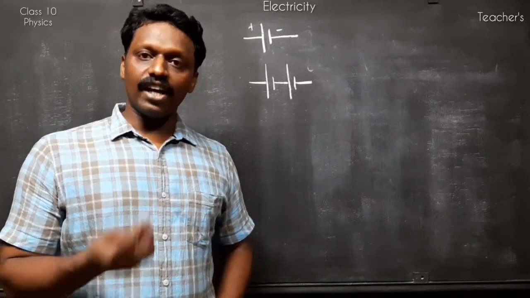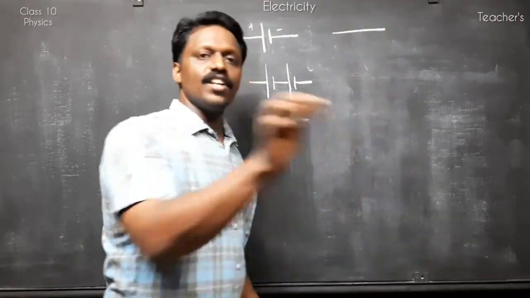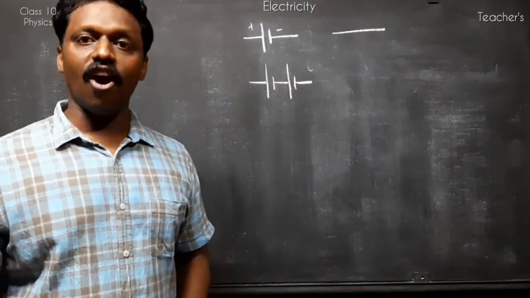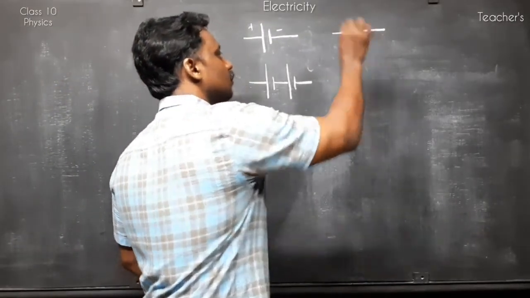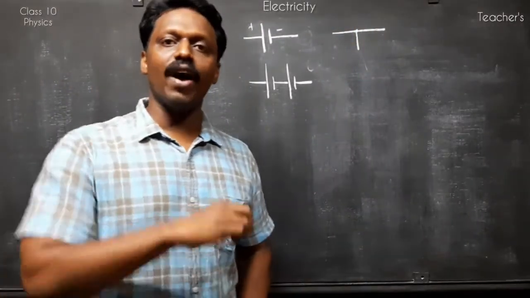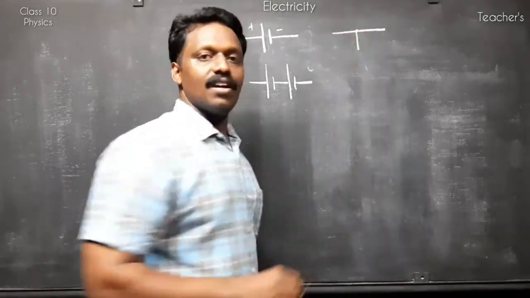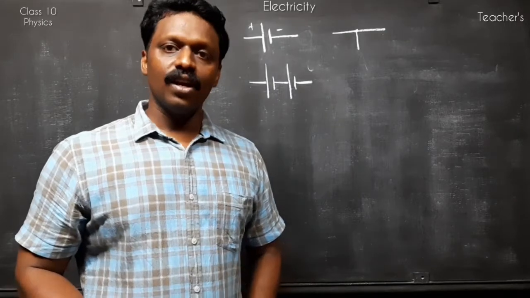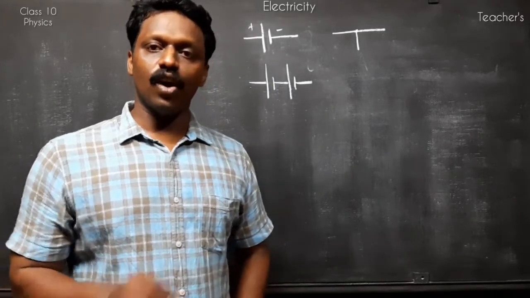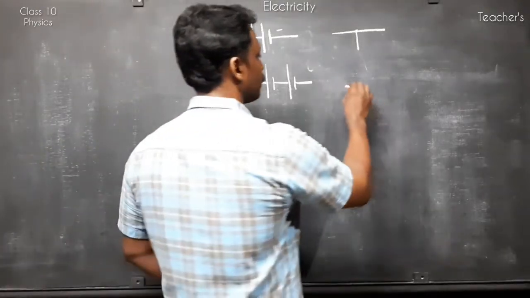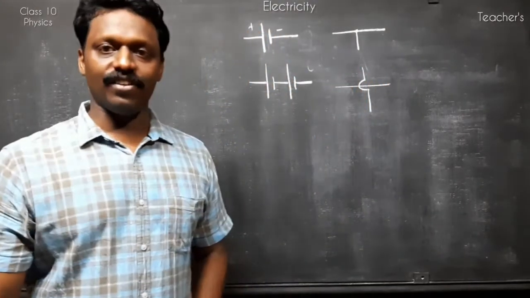The connection wires will be drawn with a single line. If there is a joint, a wire joint, we will represent it like this. One wire is joined with another wire, and this is known as a junction. If a wire is crossing a wire without contact, we can represent it like this.